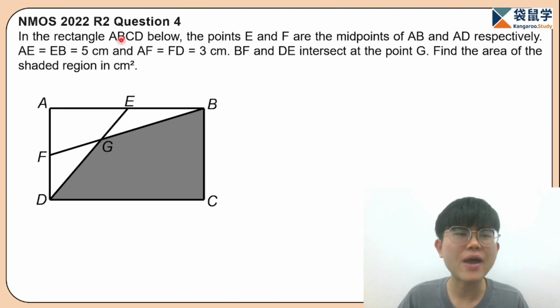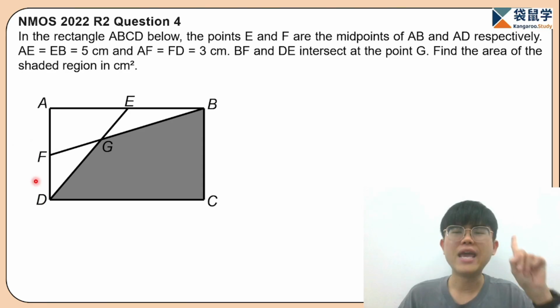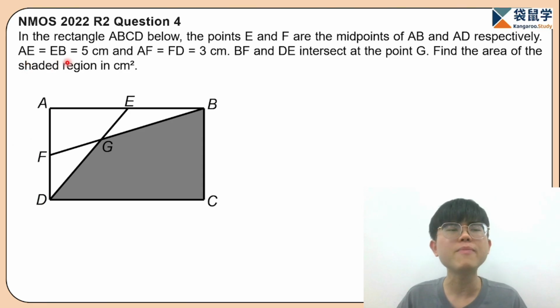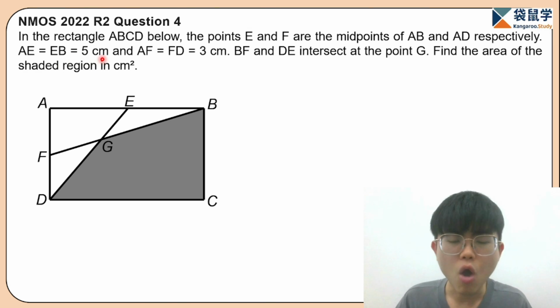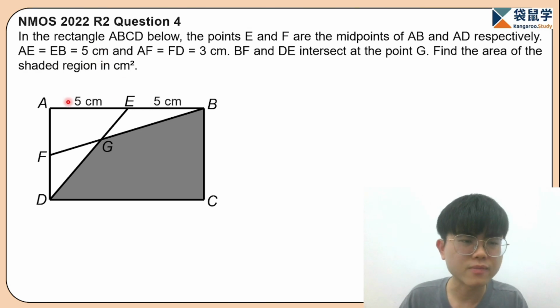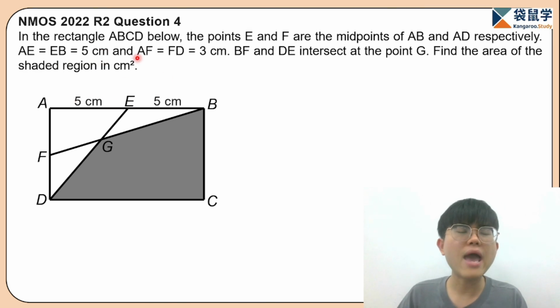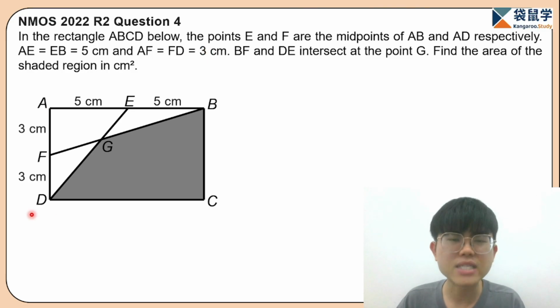So in the rectangle ABCD below, the points E and F are the midpoints of AB and AD respectively. We have point E is a midpoint of AB. We have point F is a midpoint of AD. It is given that AE equal to EB equal to 5 cm. Okay, let's try to label it on our figure. So this is 5 cm. We have AF equal to FD equal to 3 cm. This is 3 cm.